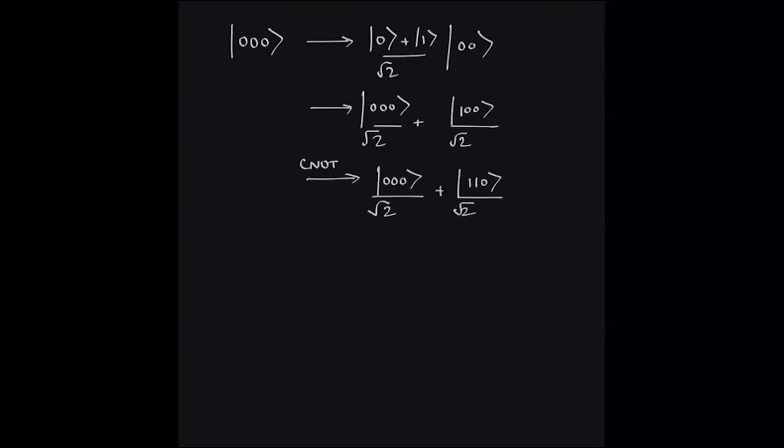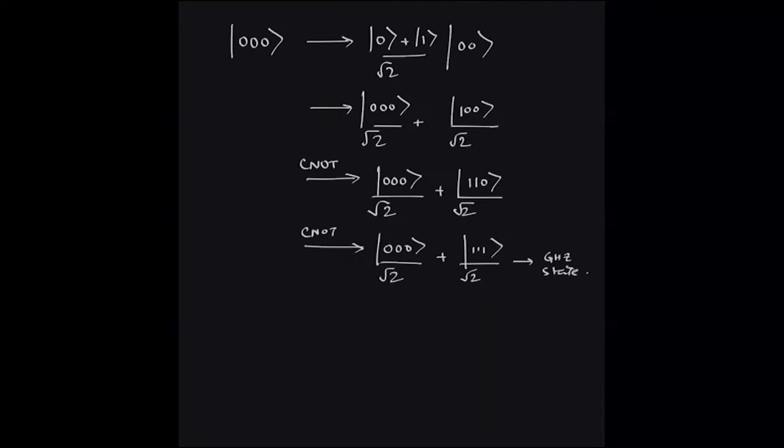But this is not it. We still have one more to go, and this is between the second and the third. So now if the second qubit is high, we flip the third one. So no flipping here, definite flipping here, and we get this. And this is the GHZ state.